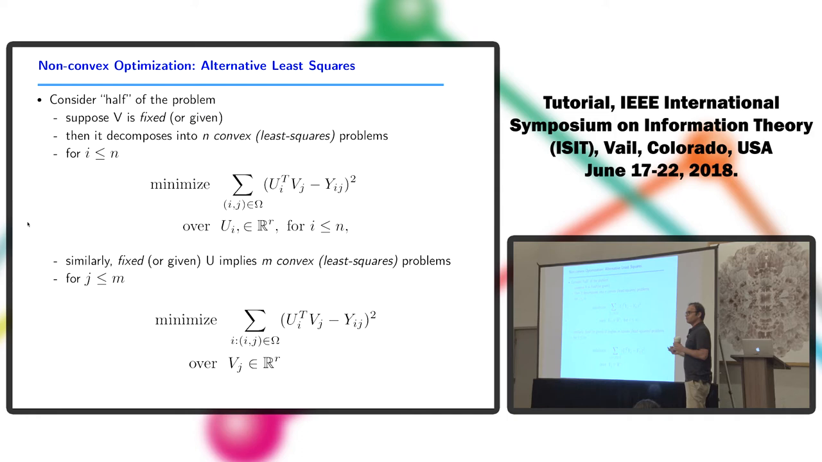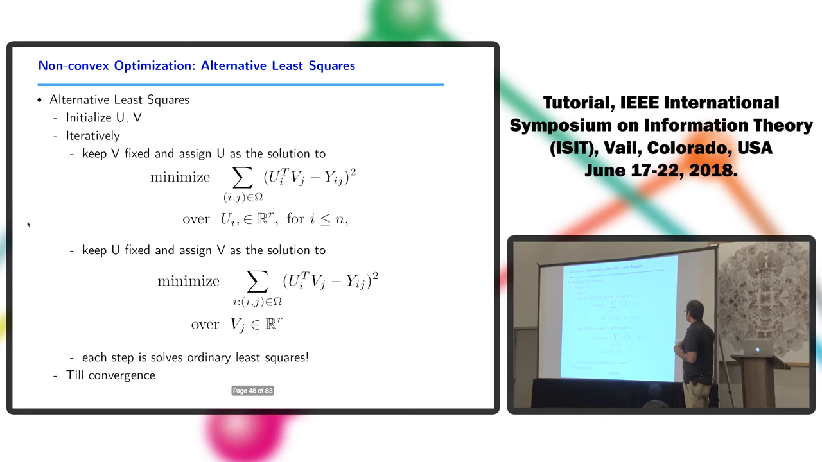Now that I found U's, you go and find V's, like an expectation maximization or alternating least squares style algorithm. And that's exactly what the algorithm is. And again, if you're a practitioner, you would swear by it. This works really well in practice. And people are slowly figuring out why this might be working well in practice. All right, so that's one way to solve that non-convex problem.